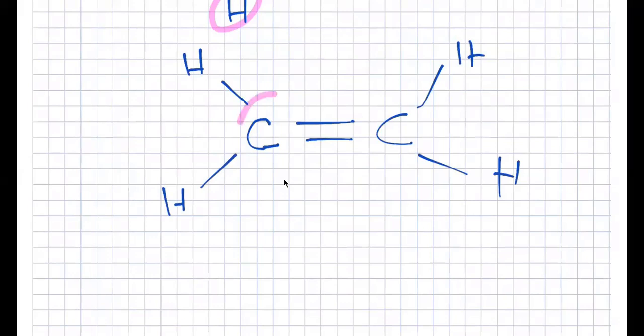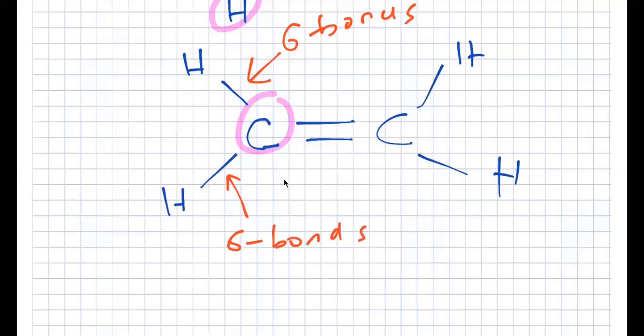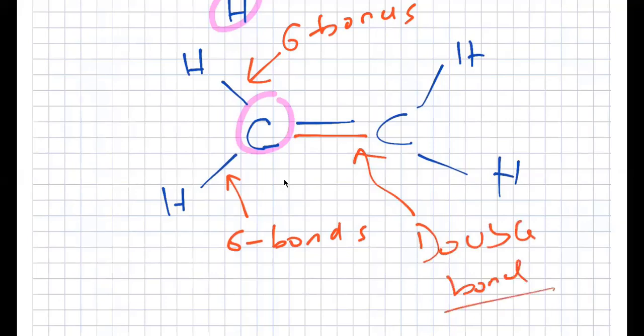Let's look at this carbon right here. Does it still have 4 bonds to it? Right? Yes. You have those sigma bonds. And then if you look at the bond here, this is what we call a double bond. All right, the fact that it's a double bond means that it counts twice, right? So for this carbon that's highlighted in pink, it's got 2 sigma bonds to it.